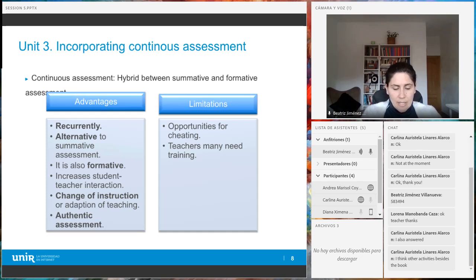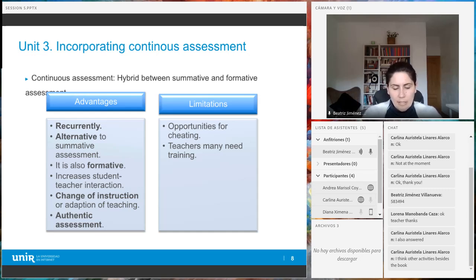Some other advantages is that it increases the interaction between the student and the teacher, okay? And also it increases the possibility to provide the students with feedback because it's continuous. So we're constantly providing feedback to our students, which gives them more opportunities to improve, to react, to change things that are not working in the learning process, and so on.